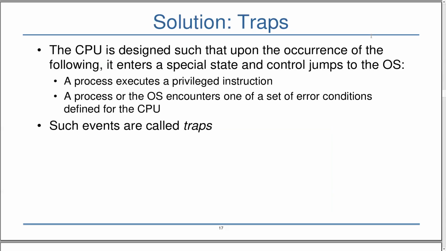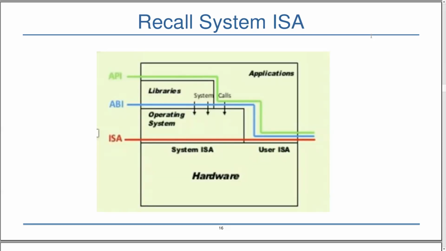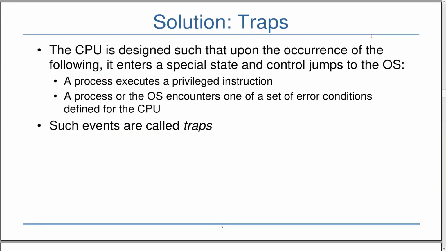So what is the solution to this problem? Because remember, the problem was that our program can execute some instruction that is not allowed to execute, or it may be some illegal instruction entirely, right? So what is the solution here?